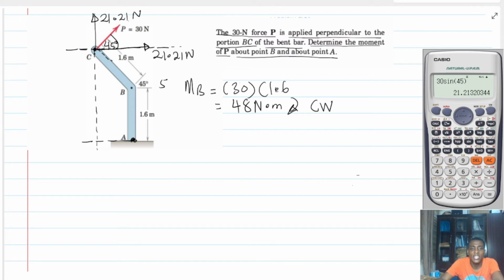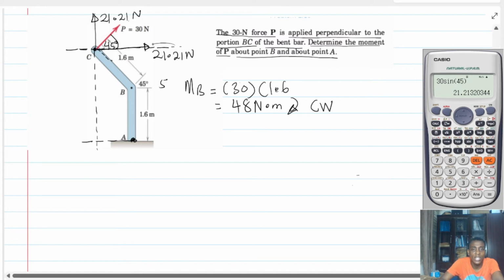This is what we are going to do. We need to find the distance. Let me explain this. Let's say that I want to find the moment of the 21.21 newton force, this one, about A. Then by the principle of transmissibility, we need to find the distance from here all the way down here to A. And so that is how we can find the moment about A. We need to come all the way down here. That's what I'm saying here.